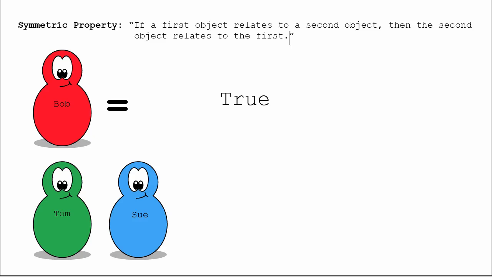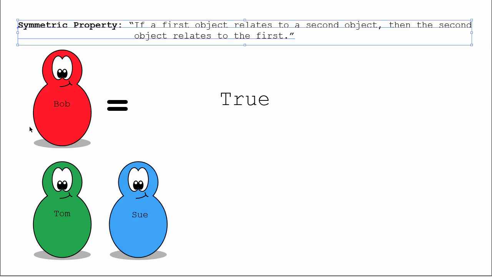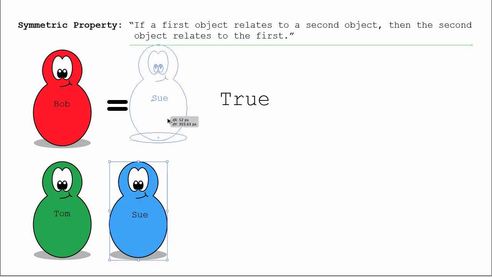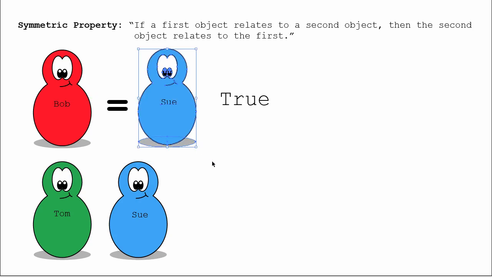The second part of the equals contract is the symmetric property. The symmetric property says if a first object relates to a second object, then the second object relates to the first. And so, here is the question. Here's Sue, and we're going to say that Bob is equal to Sue. These objects have an equivalence relation.